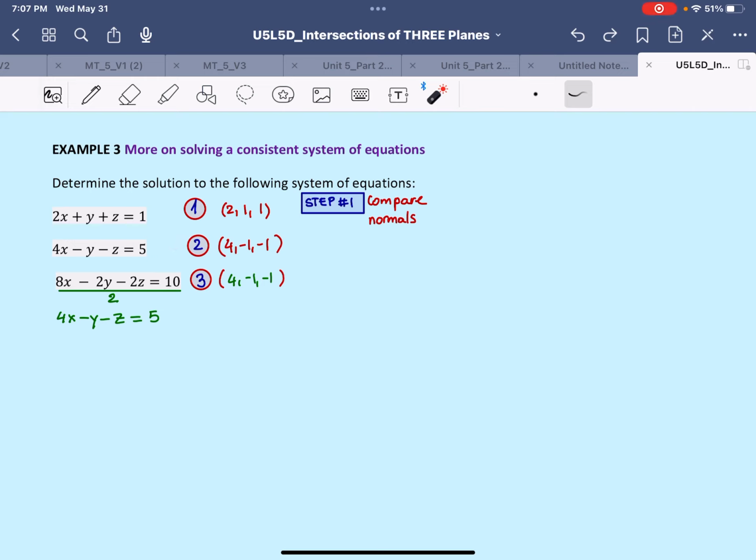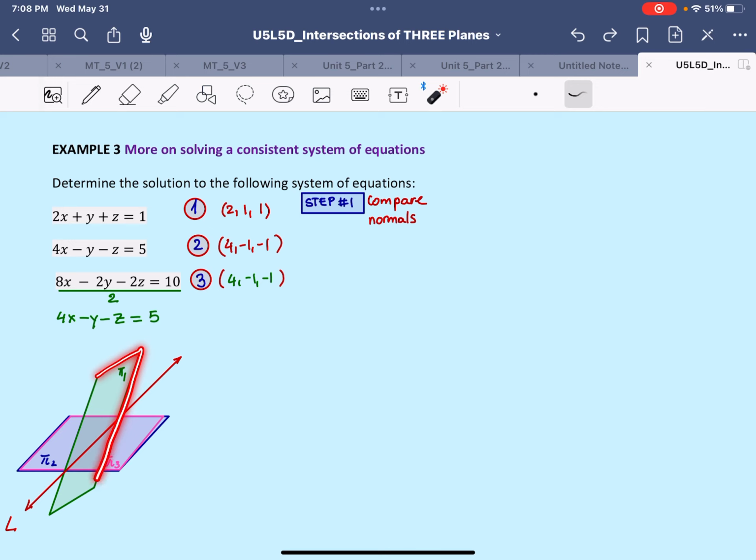Now let's try to picture the whole situation together. It seems that we have two planes that are coincident, here are the planes pi 2 and pi 3. And plane pi 1 is cutting through, and the common line of intersection will be this line in here. So this is the line whose equation we're trying to find. So let's get to work.